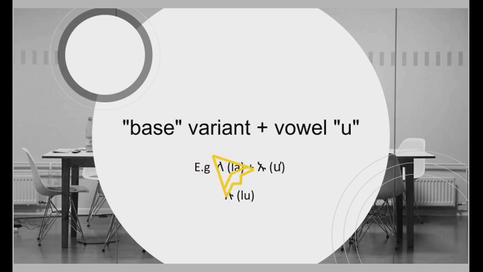For example, by adding U vowel to the base variant or the first variant of the consonant L, Ge'ez alphabet L, now we get the second variant of the consonant L, Lu. This is the second variant of Ge'ez consonant L. So the first was L, now we get the second Lu.